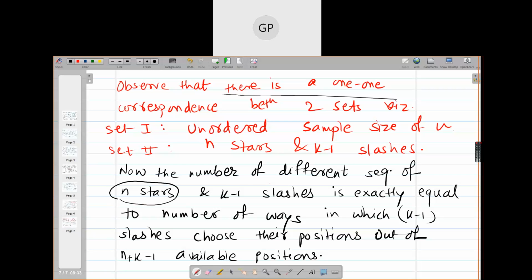We have 2 types of things now. Stars and slashes. So choosing n places for n stars out of n plus k minus 1 positions is same as choosing k minus 1 places or positions for k minus 1 slashes. And therefore, in how many ways can you place n stars? In n plus k minus 1 C n ways you can put n stars, which is same as n plus k minus 1 C k minus 1. Do you understand this?